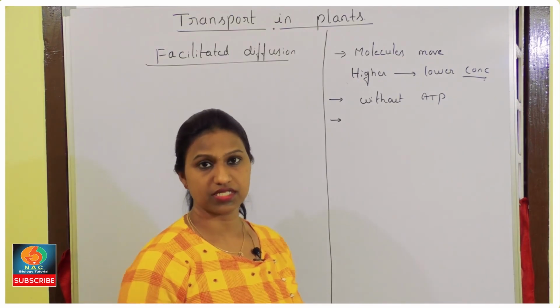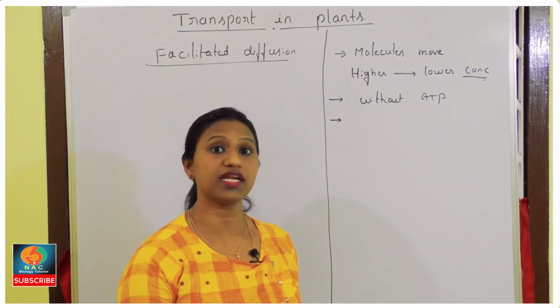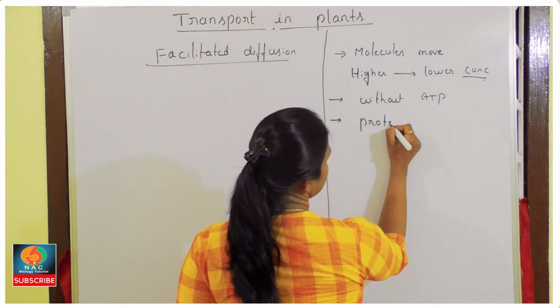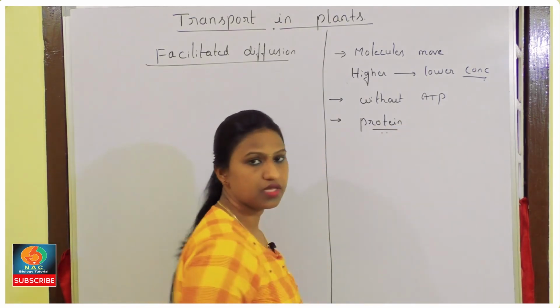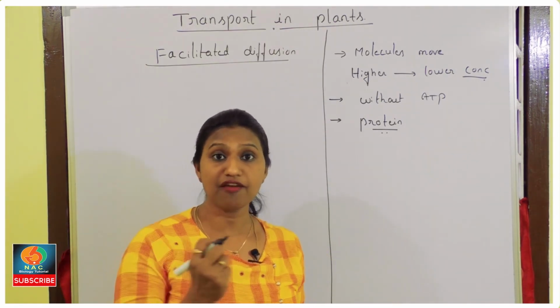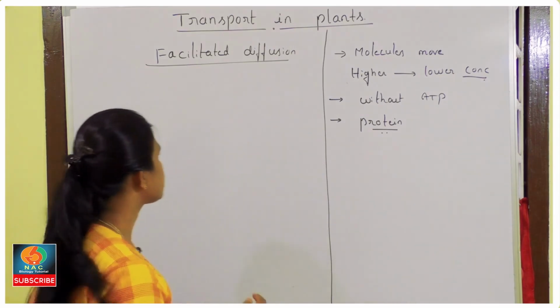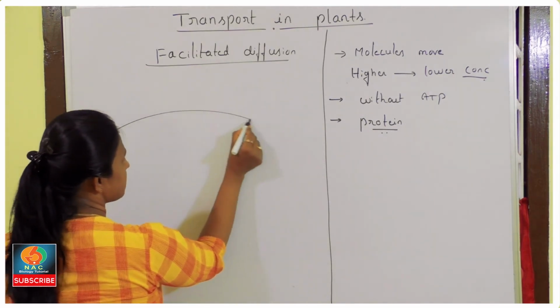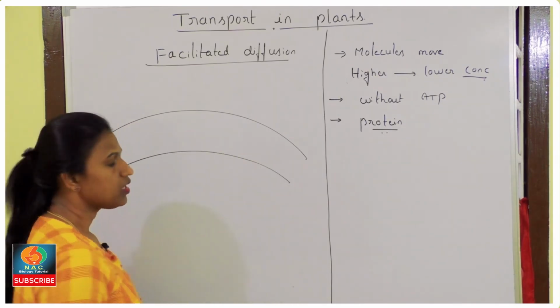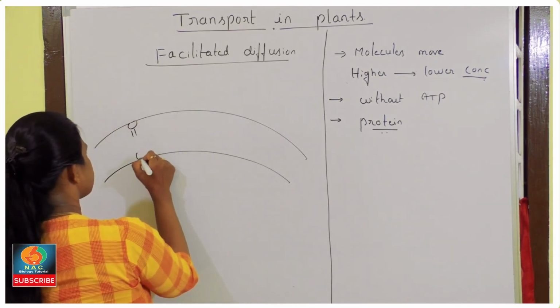But the only difference is, here it needs somebody's help. They cannot move as it is. They need somebody to facilitate their movement. So here, that facilitator is nothing but protein molecules. The protein molecules which are present in our plasma membrane, they are facilitating them. Okay. Say for example, this is the plasma membrane, correct? This is the lipid bilayer.